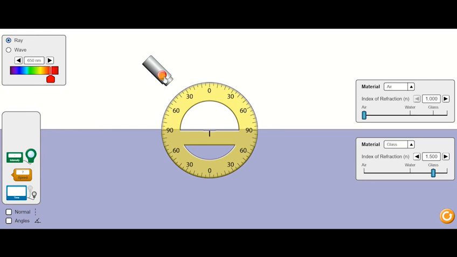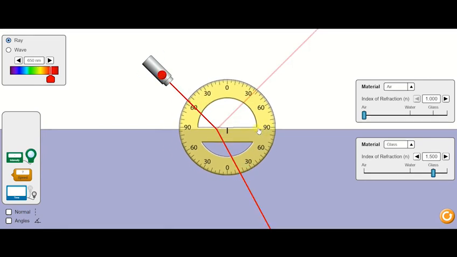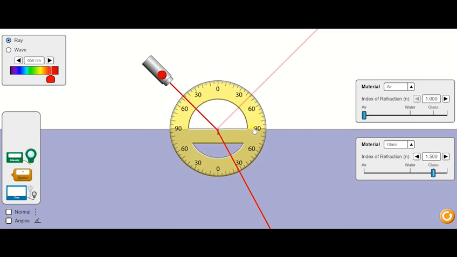Now I am going to switch on the source of the light. Let me keep it at the point where both of them meet, the center point, right. I am going to include a normal. So we know from the law of reflection that the angle of incidence is going to be equal to the angle of reflection.